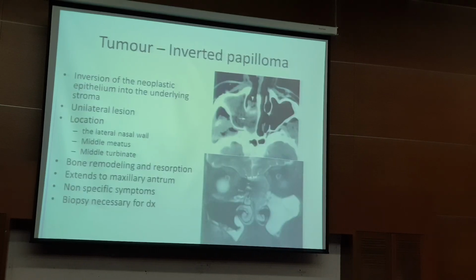What about inverted papilloma? Usually a unilateral lesion. You find them in the lateral nasal wall, middle meatus, middle turbinate. Usually it will be associated with bone remodeling and resorption, and it can extend into the antrum. Again, non-specific symptom, but you need biopsy for diagnosis.